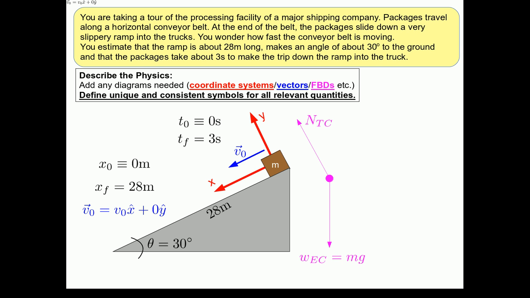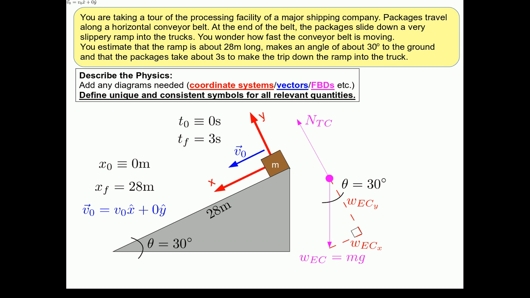Now we can see another convenient aspect of this particular coordinate system. The normal force in this coordinate system only has a y component. It doesn't have an x component. The weight, on the other hand, has both y and x components in this coordinate system. There's a component of the weight parallel to the surface of the ramp, which is the x component, and there's a component of the weight perpendicular to the ramp, which is the y component.